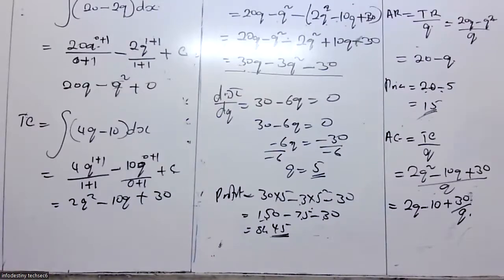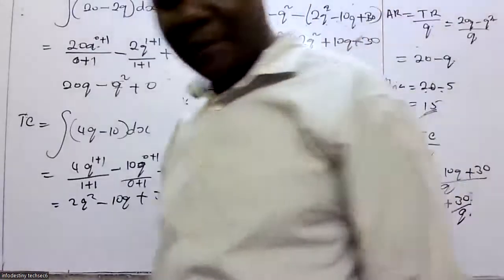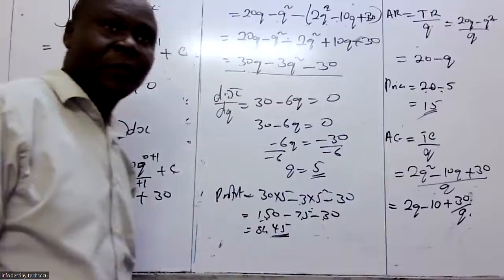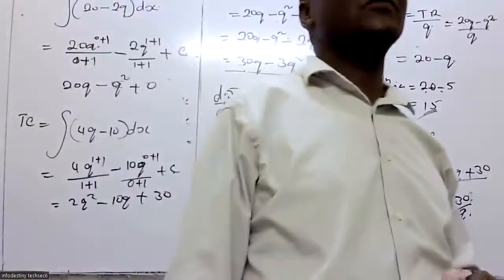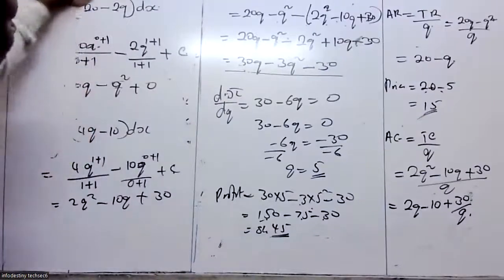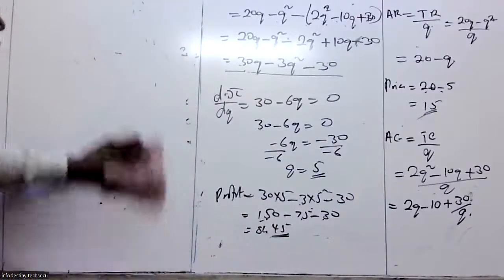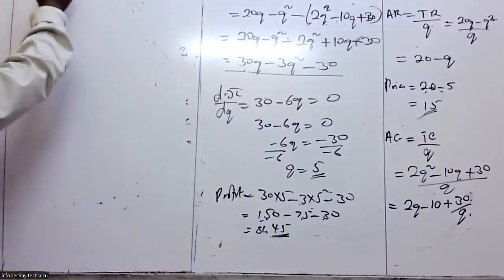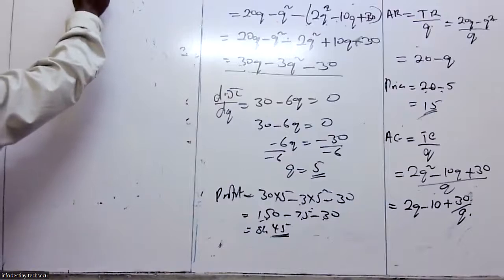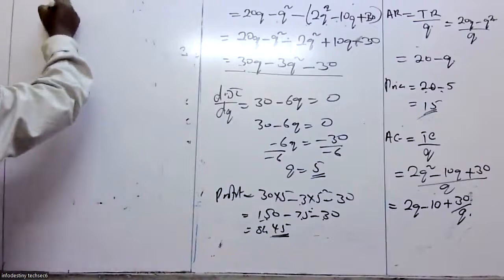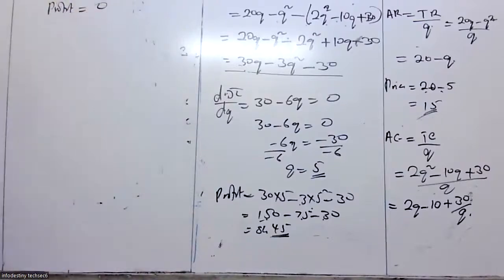Now, they want you to find out the break-even point. The break-even point is that point where the farm will neither make profit nor loss. It's going to be where the profit will be equal to zero. So we must get the break-even point. We have different methods which we can use, but I'm going to use the one whereby we say that at break-even point, profit will be equal to zero.